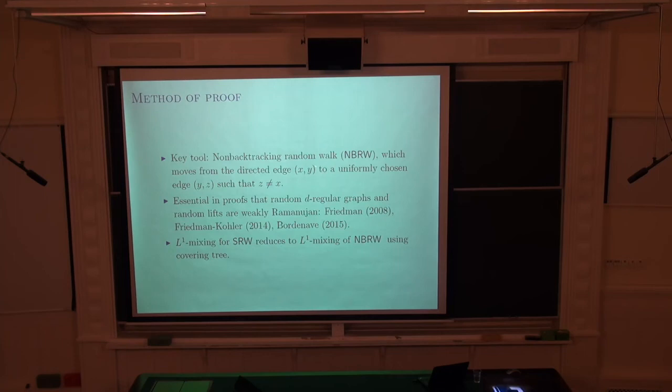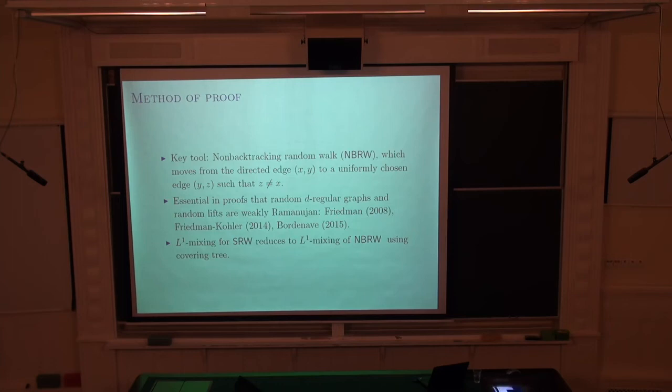So again, these non-backtracking walks are a Markov chain on the space of edges. You go from a directed edge xy to the next directed edge, but you cannot go back along the edge you just crossed. These were used in some of the proofs of graphs being Ramanujan. And they're convenient for us because there is an easy reduction: if you can prove L1 mixing for the non-backtracking walk, then you get L1 mixing for the simple random walk just by multiplying by a factor d over d minus 2.